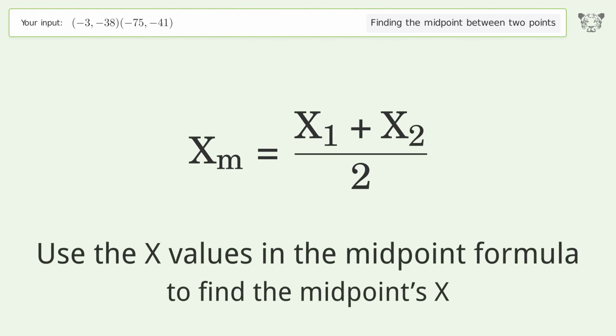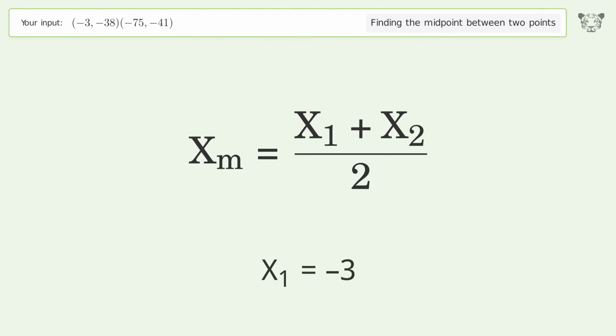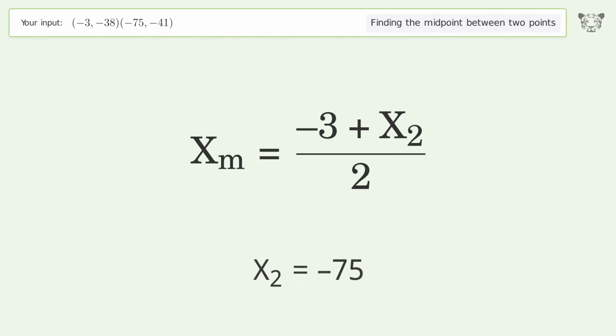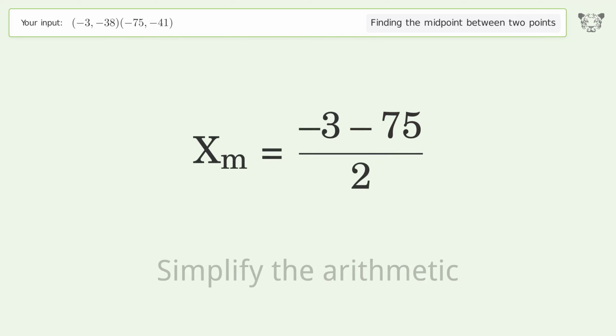Use the x values in the midpoint formula to find the midpoint's x. x1 equals -3. x2 equals -75. Simplify the arithmetic.